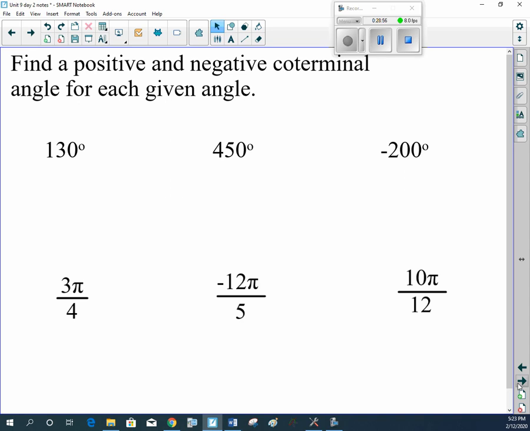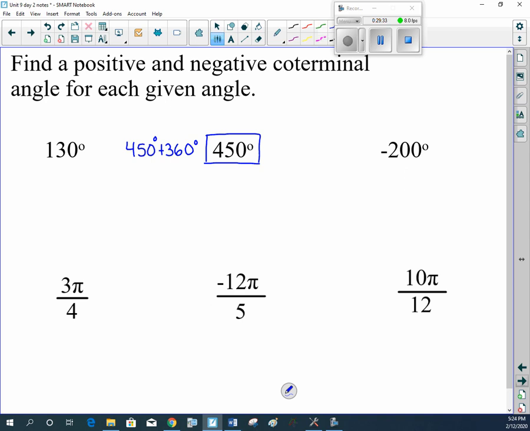So find a positive and a negative coterminal angle for each given angle. I think I'll do this one right here, 450. If I didn't want to draw this, what I would do is, if I want a coterminal angle, I'm just going to add and subtract 360. So I could take 450 and add 360, and that would turn out to be 810 degrees. So 810 degrees could work.